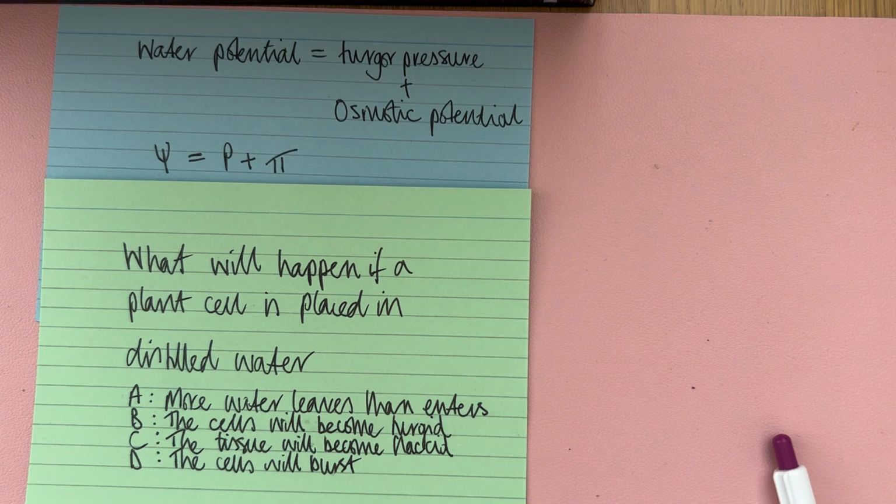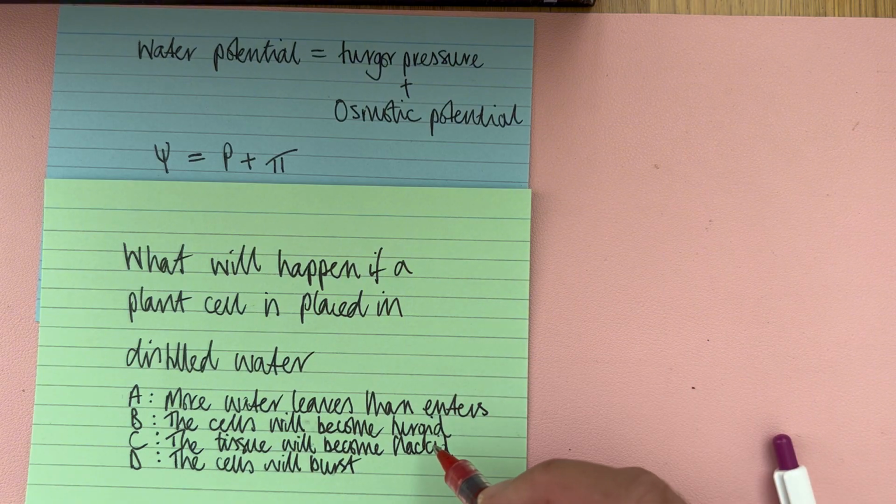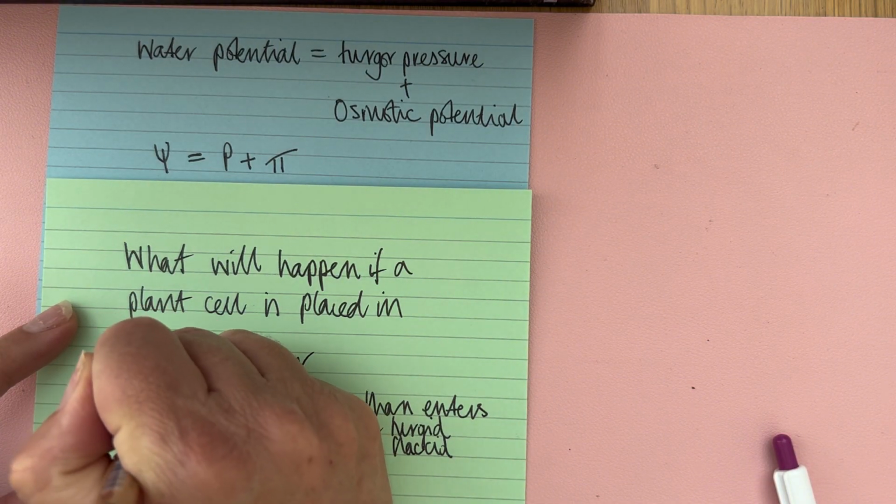So if we place our plant cell in distilled water, will more water leave than enters? Well, no, this is distilled water. That's got the highest possible water potential. Will the cells become turgid? Yes, they will, because water will be moving in, and turgid means the cell membrane is pressing right up against the cell wall. Will the tissue become flaccid? No, and we're talking about cells anyway, and flaccid is what happens when all the water's moved out. And will the cells burst? No, because it's got a cell wall. So the answer here has got to be B.